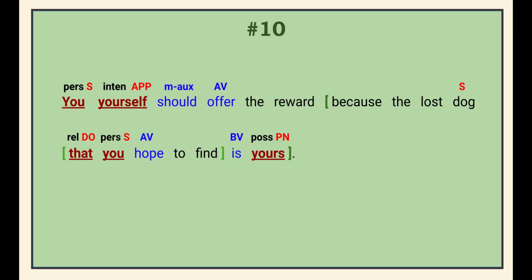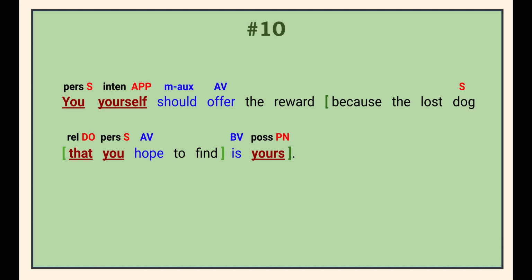The next pronoun is that. It's a relative pronoun because it begins a clause that describes the noun or pronoun in front of it, dog. It is acting as a direct object in its clause. You hope to find that. It's a little confusing, but we'll review it in more detail later.